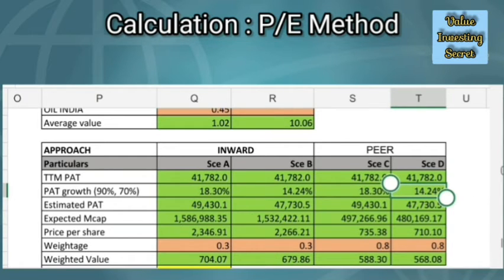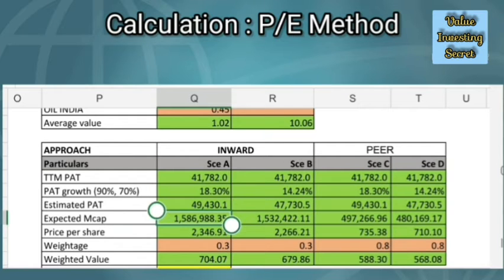The same is applied for peer comparison also, 18% and 14%. So the estimated PAT will be the PAT growth rate at 90% into TTM PAT. So it will become 49,430 crores. Then the same formula is applied for scenario B and peer analysis of scenario C and scenario D. Here also we have to multiply the TTM PAT into PAT growth, which I have calculated as per the formula. And for scenario D, 47,730 is the value.